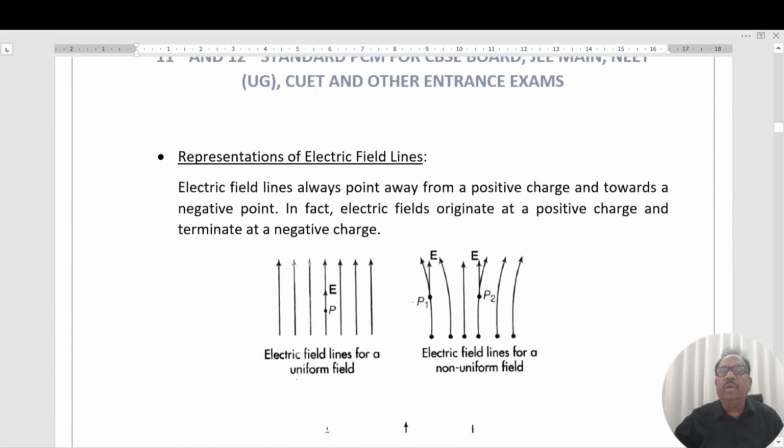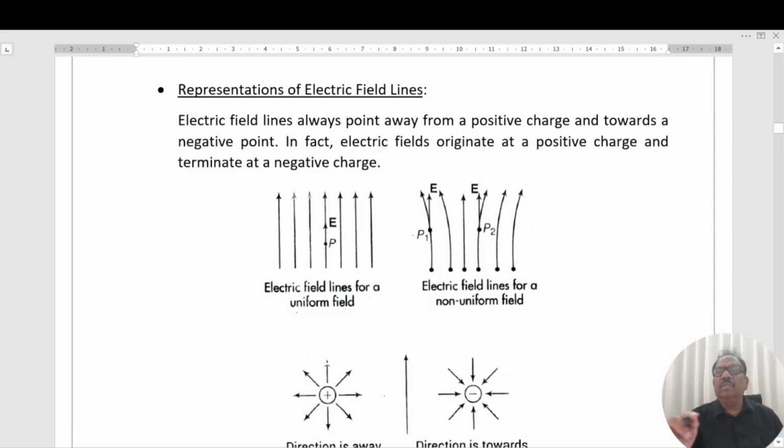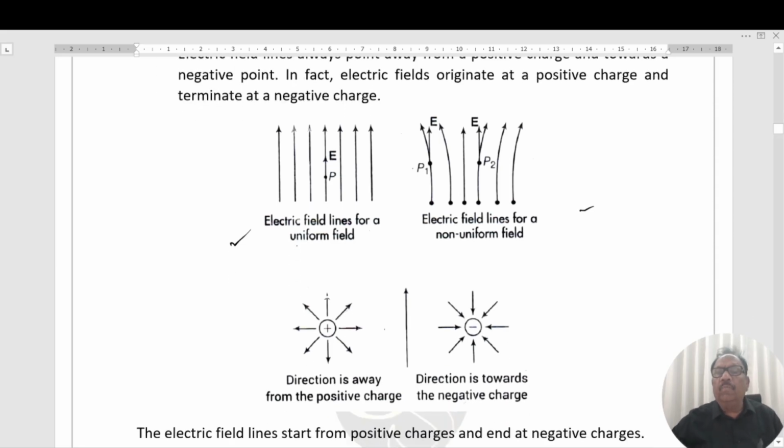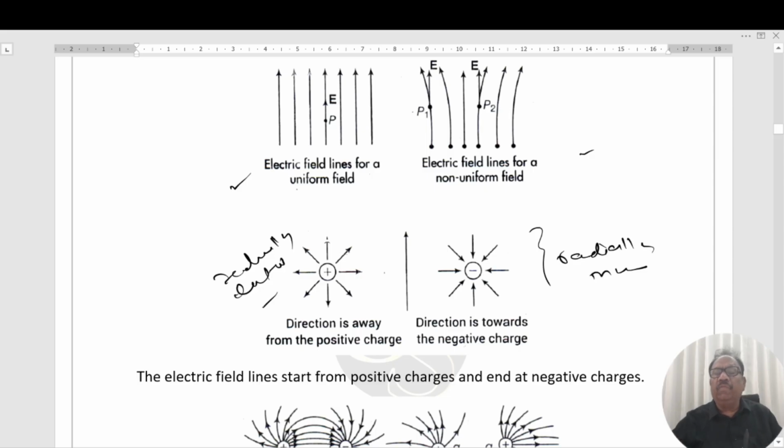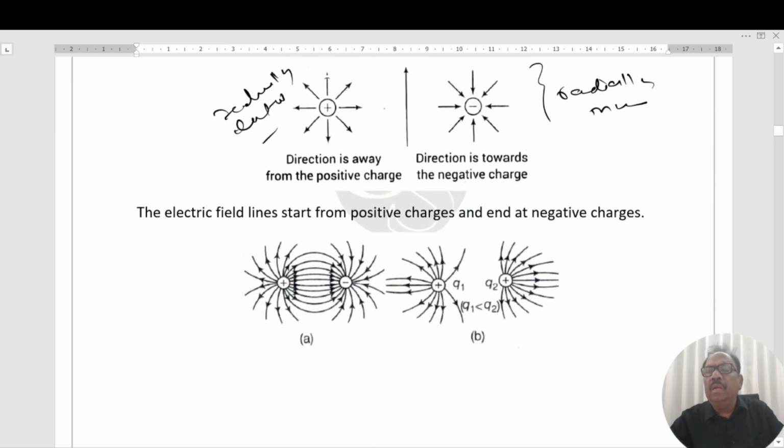Now, representation of electric field lines. Electric field lines always point away from the positive charge and towards the negative, as already discussed. In fact, they originate at a positive charge and terminate at a negative charge. This is for a uniform field, this is for a non-uniform electric field, right? Now, this is the direction from a positive charge, radially outward. This is radially inward. The electric field lines start from the positive charge and end at the negative charge.